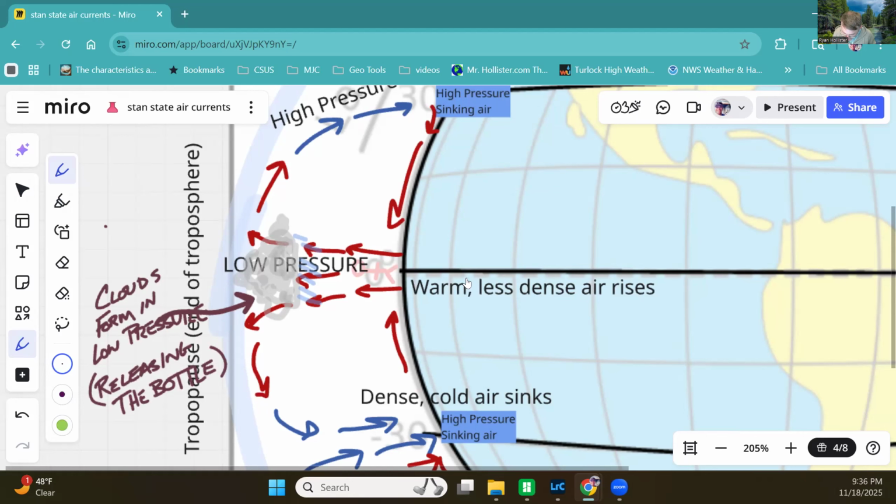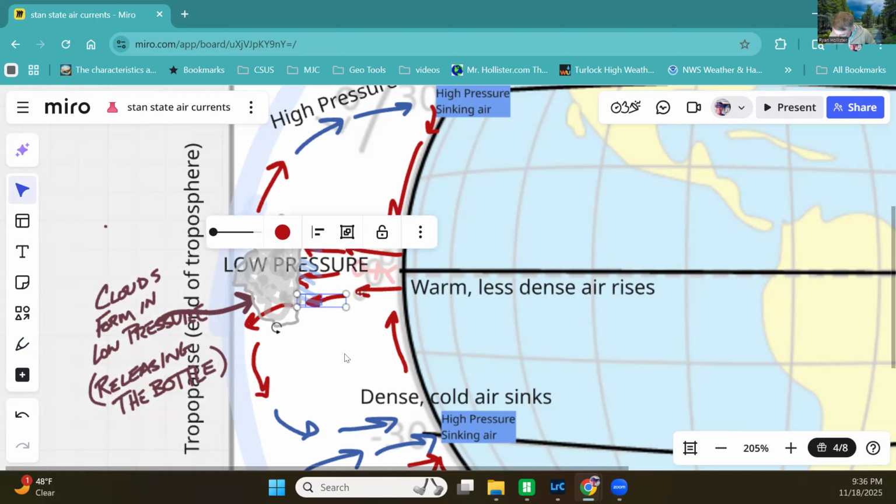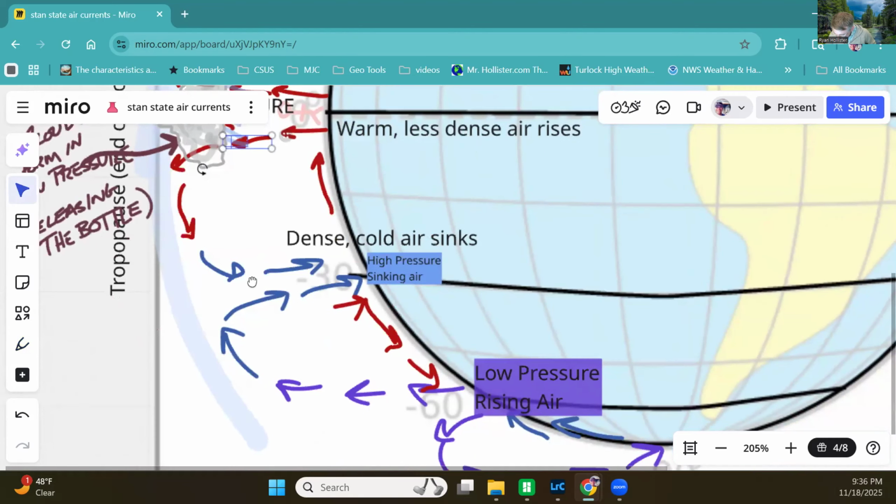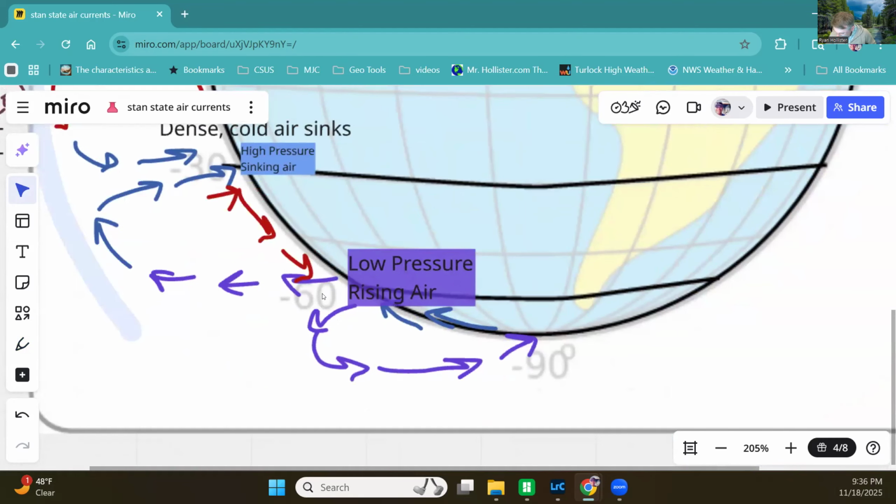This is not the only place where you'd find clouds. So I kind of drew clouds there. I'll maybe draw a little bit more. Anywhere you find low pressure on the Earth, that's where you're going to find the clouds. So let me scroll up a little bit more. Here's my other low pressure at like minus 60 degrees. So I'm going to draw my clouds right here. That's not very good clouds, but you get the idea. All right, so there's some clouds right there.